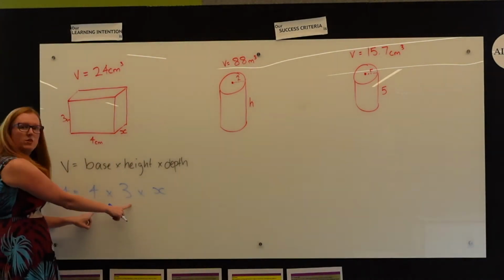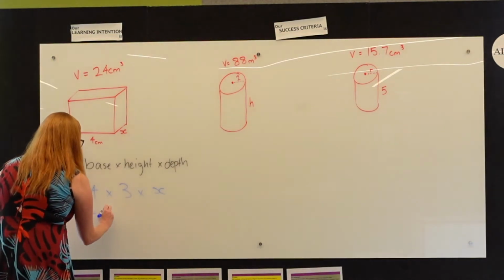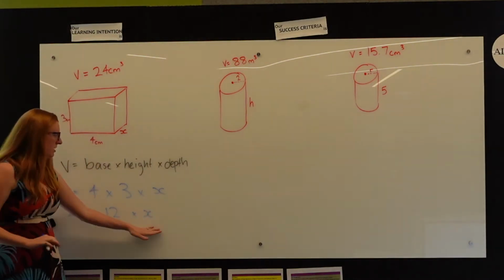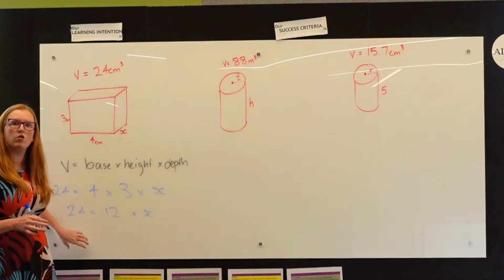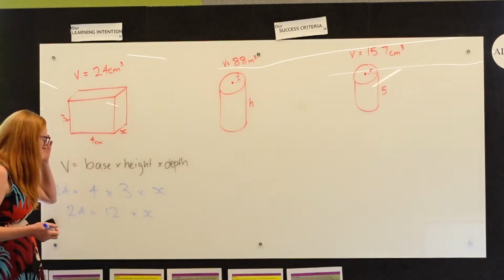So now, these two numbers I can multiply together. They give me 12 times X. So now I've got 12X over here, and now my goal is to move this 12 over to the other side so I can figure out what X is when it's on its own there.